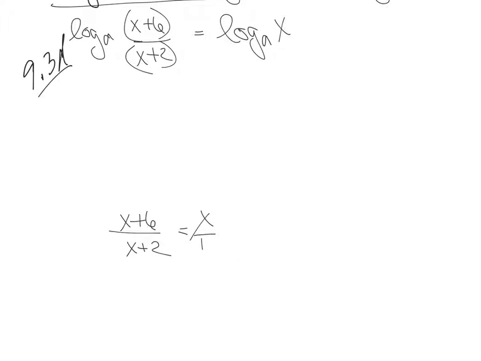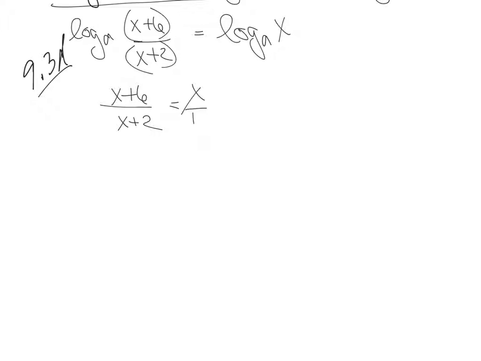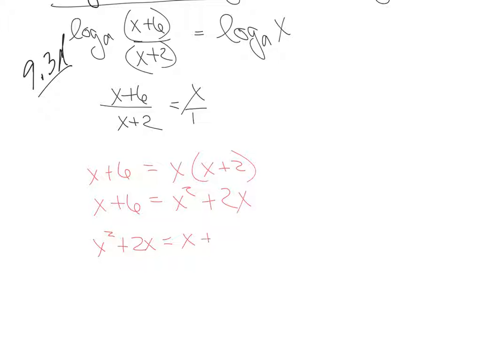And if you remember, algebraically, we can just cross multiply, and that gives me x plus 6 equals x times x plus 2. Wow, this looks like simple algebra. So we have x squared plus 2x. I'm just switching these around because I like my stuff on the left. Okay, subtract x from both sides. Subtract 6, and that equals 0.